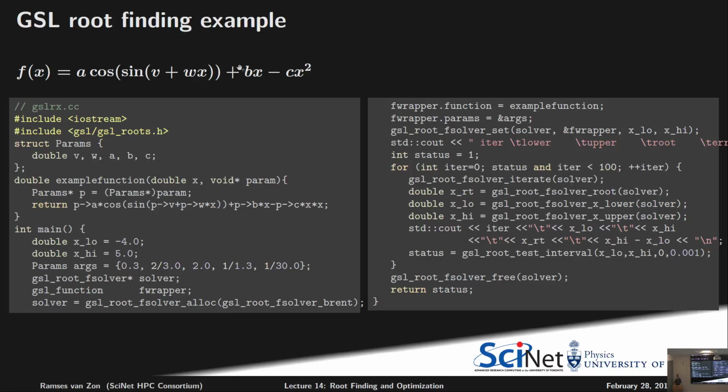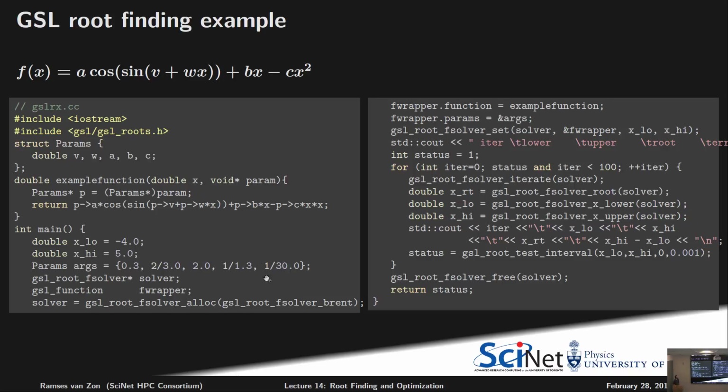And then the way that the GSL wants you to solve this is it wants you to allocate a solver. So there's some structure called a GSL root solver that you allocate. In this case, I've chosen the Brent method, but I could have chosen any of the other ones. And so you've created now a solver. This is an object-oriented way of doing things without using actual objects, as in C++. So everything is hidden in this solver object.